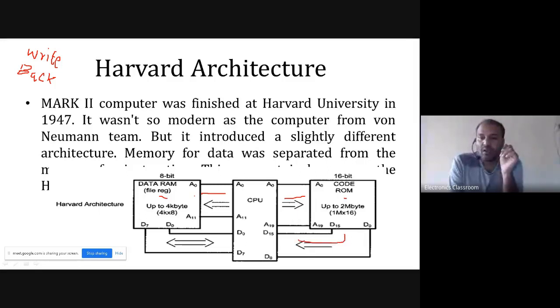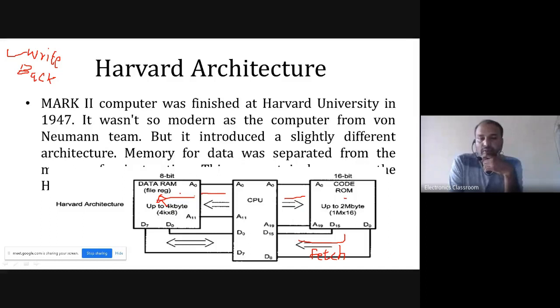So reading code from memory is called fetch, and writing data on data memory is nothing but the write back operation. So what is the advantage of having a Harvard architecture?